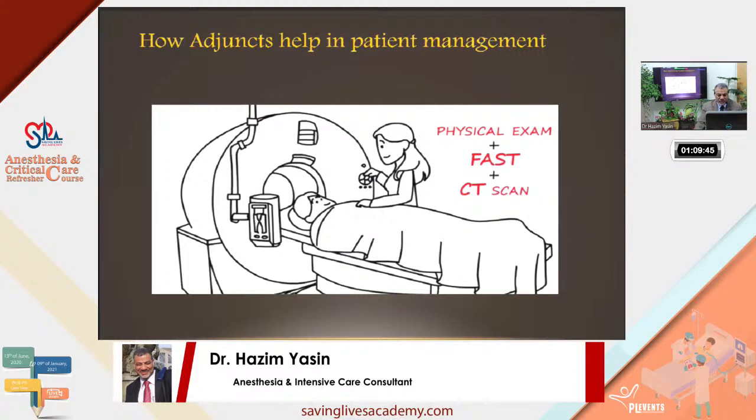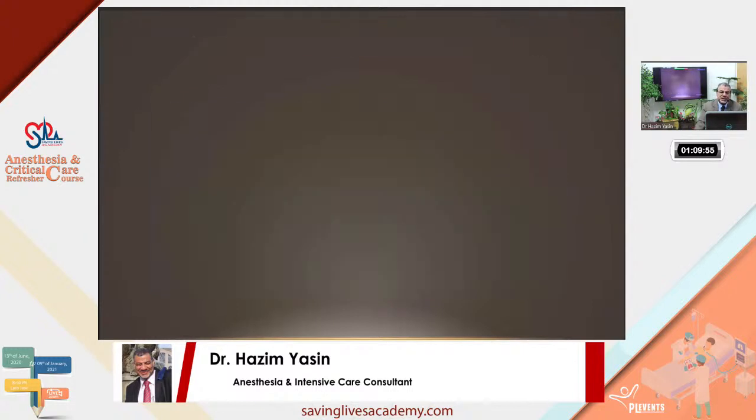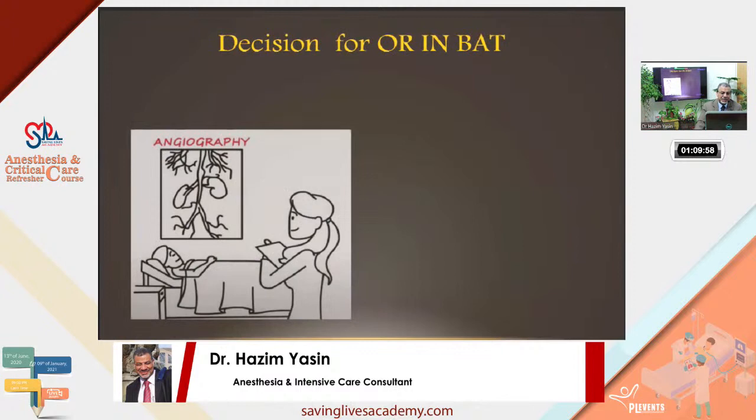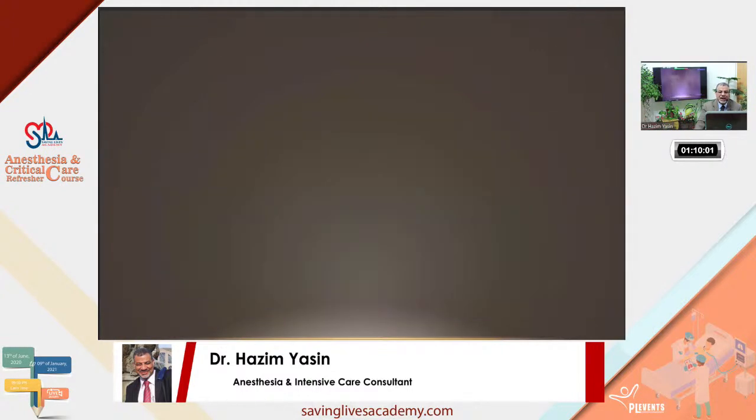But if the patient is hemodynamically unstable with blunt trauma, we will go through FAST examination and maximum DPL, which is diagnostic peritoneal lavage, which can decide if there is blood more than 100 ml, or if there is intestinal content. If it is positive with stable hemodynamics, we'll go for further investigations. With unstable hemodynamics, we go directly to the operating theater for exploratory laparotomy.